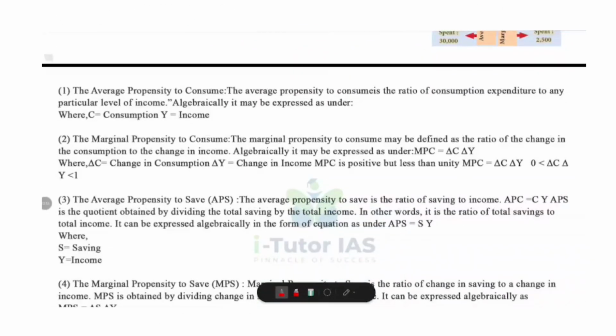Now that we have understood the consumption function, let's look at some key measures related to the propensity to consume and also the propensity to save. These help us understand how much of their income people spend and how much they save. Let's learn them one by one. First one, average propensity to consume, that means APC.